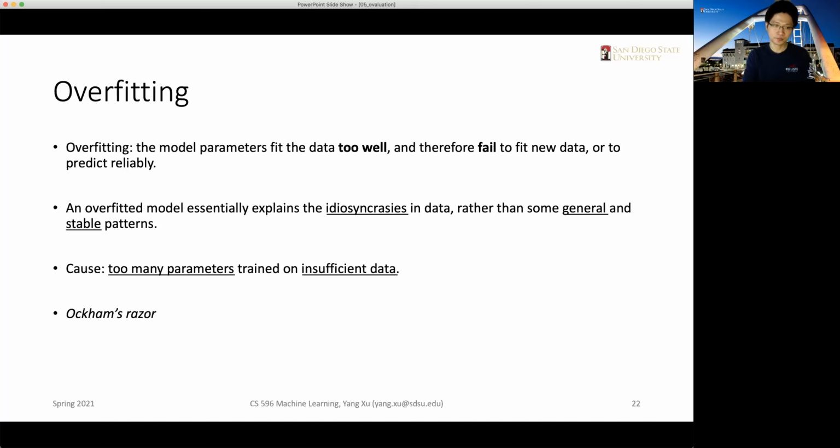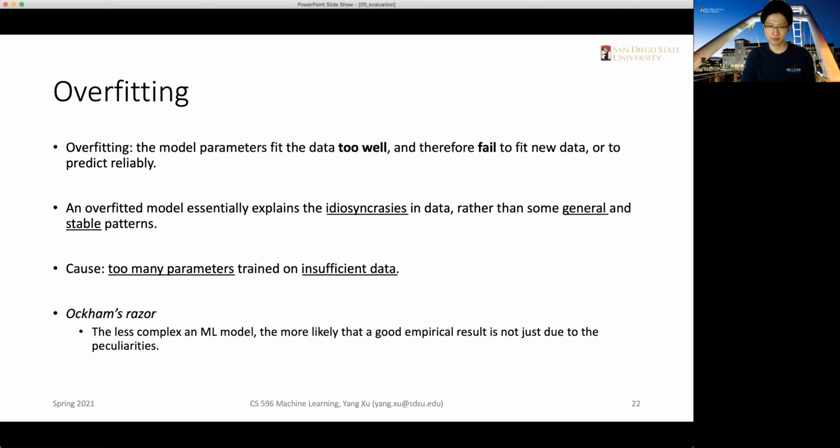So it's a bit like Occam's razor rule. If you can explain this small data with fewer parameters, why bother using a lot more parameters? Because the fewer parameters can already explain the general patterns.